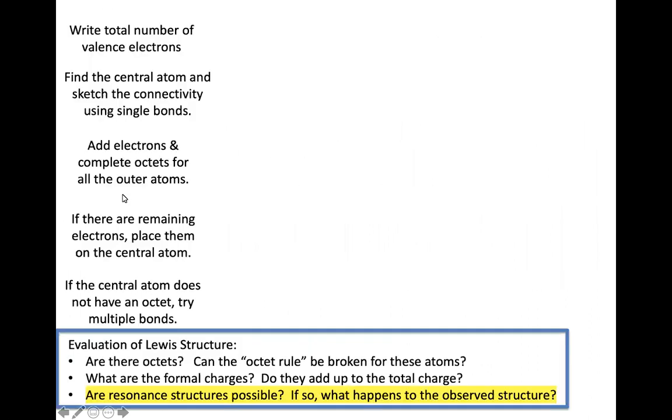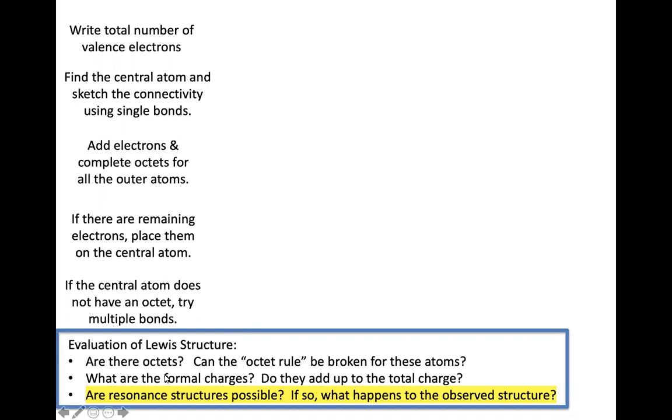So this was our scheme that we had last time, our procedure if we wanted to go through and draw the Lewis structure, beginning with writing the total number of valence electrons and then going all the way down and trying to construct octets. And when we evaluate it, a good initial question was, well, do we have octets? And if not, it might be the case because the octet rule is not going to be applicable. We'll talk about that tonight.